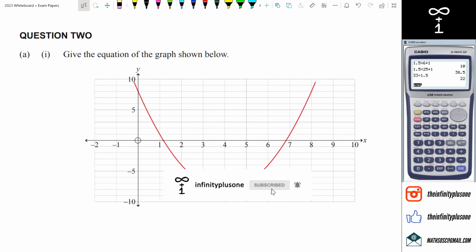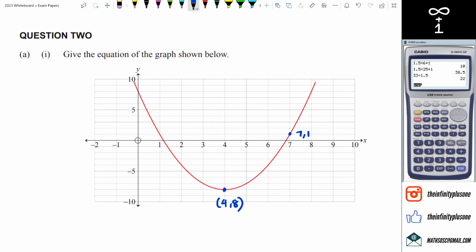Alright guys, so question 2A1, as usual, I'm going to show you a couple of ways of doing this. First up, I'm just going to take some points here. We've got 4, -8, we've got 7, 1 and we've got 1, 1. Let's just keep going. 1, 1, 7, 1, 4, -8.